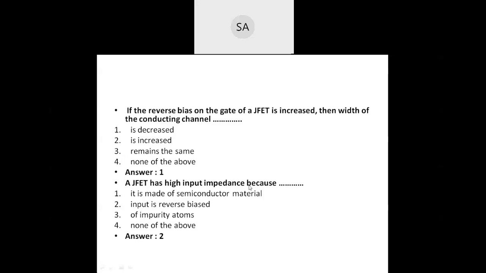So why? Because it is made of semiconductor material, the input is reverse biased. The options: impurity atoms, or none of the above. So the input impedance is high only whenever it is reverse biased. In the BJT, the input junction is always forward biased, and the FET is always in reverse bias. So you have to remember this one. The answer is 2.